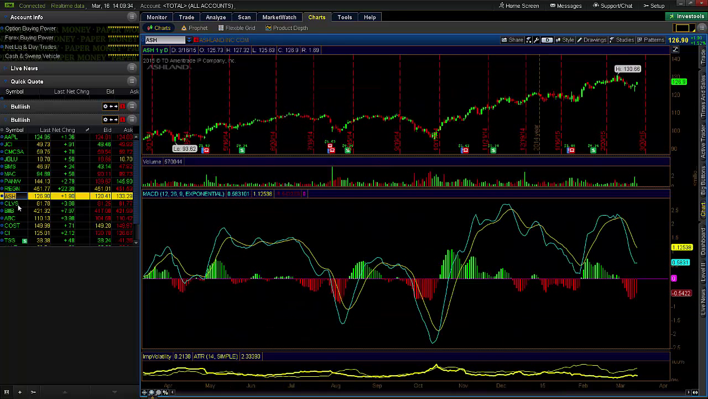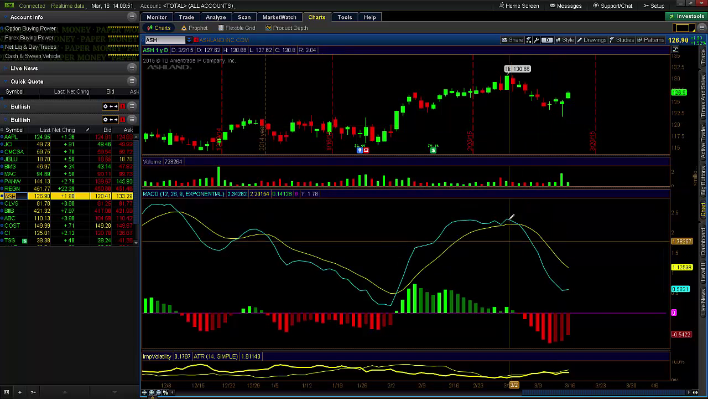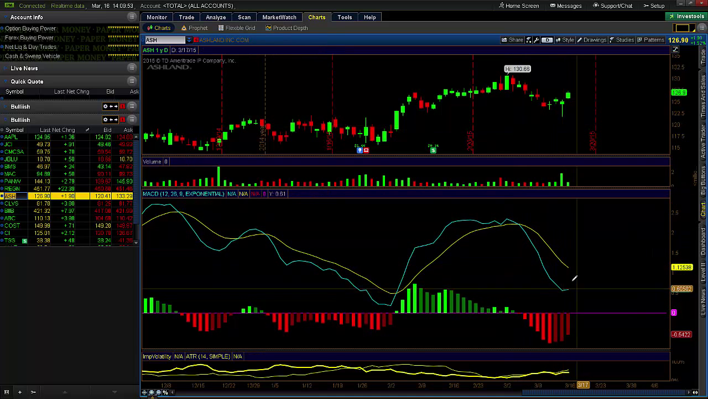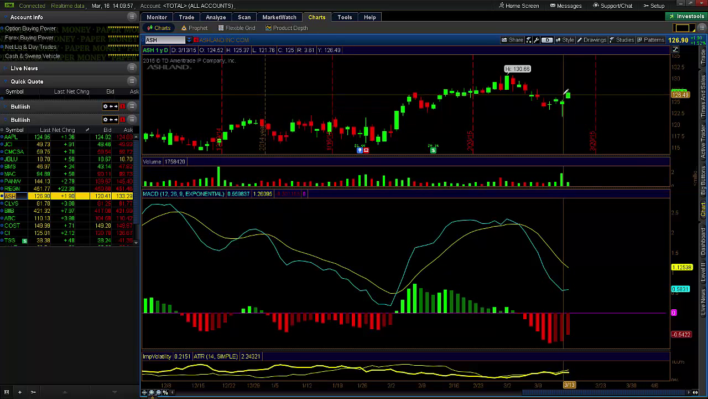Let's pull up another one here. Here's Ash, and let's look at just a little bit of data here. Here's your hook, there's your cross. Here's your hook, there's your cross, here's your hook right into this range. Look at the histogram coming down, and then it crosses, and look what happens to the price. Now it comes down, down, down, and lo and behold, we got a hook, upward movement in price on Ash.